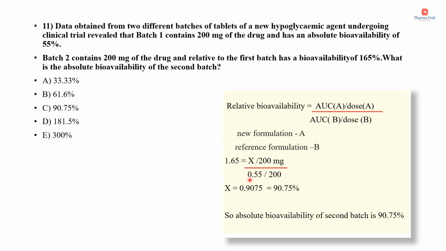Okay, so we can substitute all the values in this particular equation. The relative bioavailability is 1.65, and we need to calculate the AUC A or absolute bioavailability of the new formulation. The dose is already given, which is 200 mg, divided by 0.55, the absolute bioavailability of the reference formulation, divided by 200, the dose of the reference formulation. Substituting all these values, we will get the answer as 0.9075. Multiply this value by 100 and we get 90.75%. So the absolute bioavailability of the second batch is 90.75%. Here the correct answer is option C.